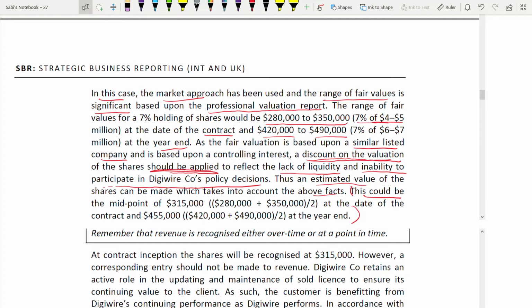But in this case, they have taken the midpoint. Okay, this could be the midpoint. How? 280 plus 350 divided by 2. At the date of the contract and at the year end, again the midpoint. 420 plus 490 divided by 2.